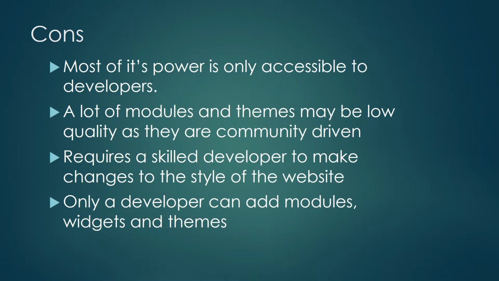The cons of Silverstripe are that most of its power is only accessible to developers, so a content author can only create new pages and edit some basic content. They can't change the CSS or the theme or anything like that. All that has to be done in the back end by actually changing the code. A lot of the modules and themes may be low quality as they're community driven, so the quality of some of the modules and themes is hit and miss depending on who made them.